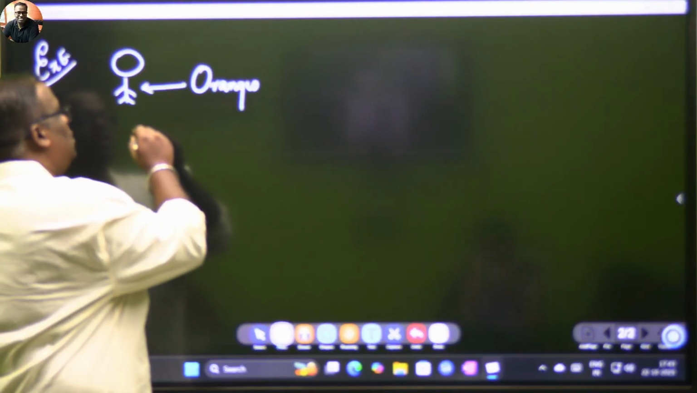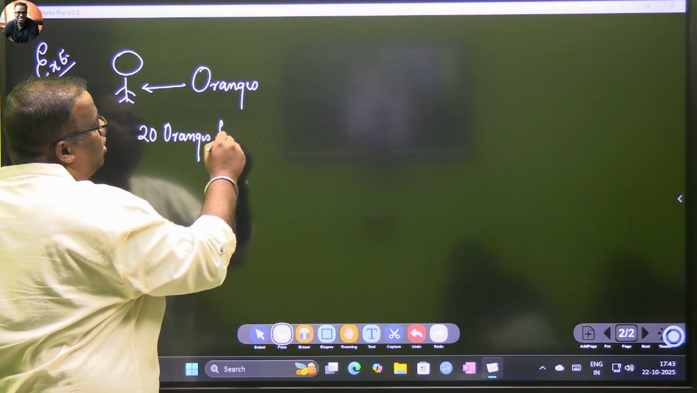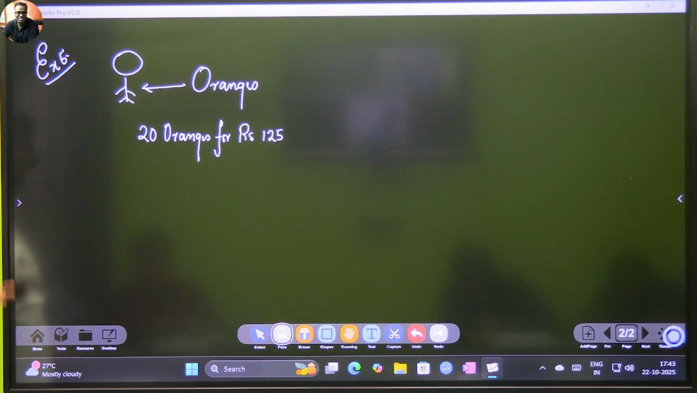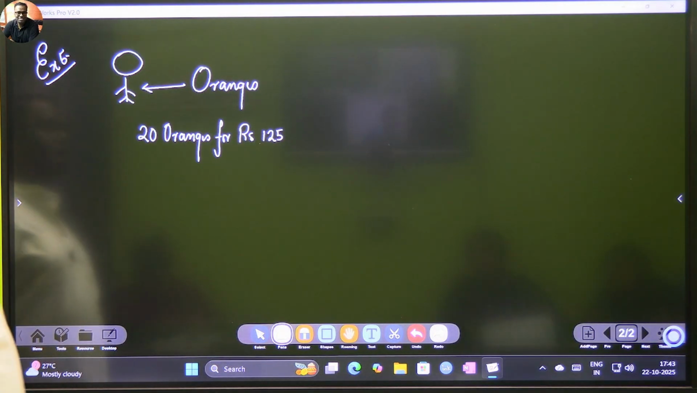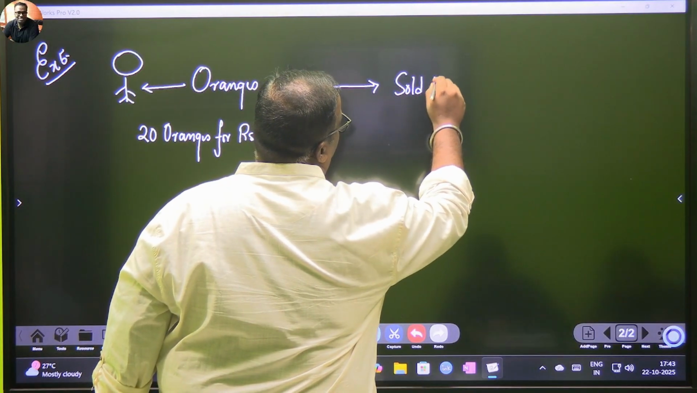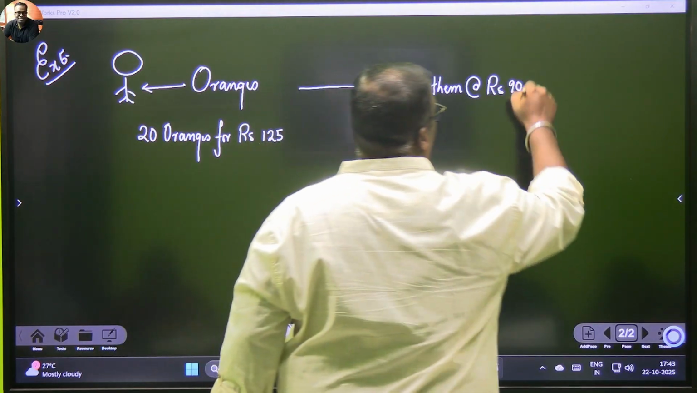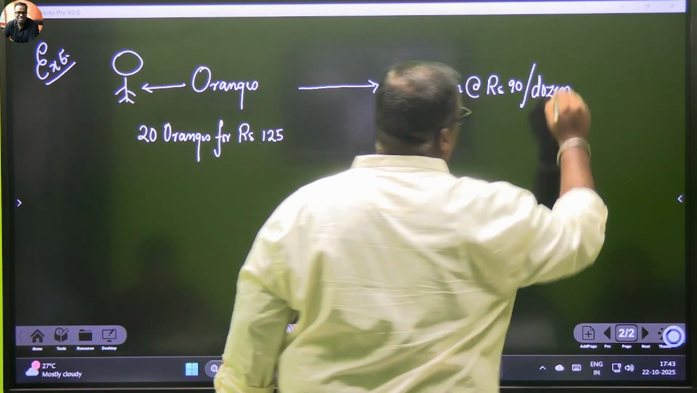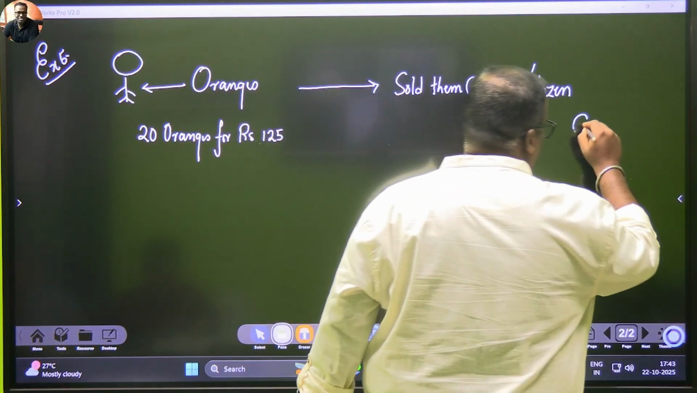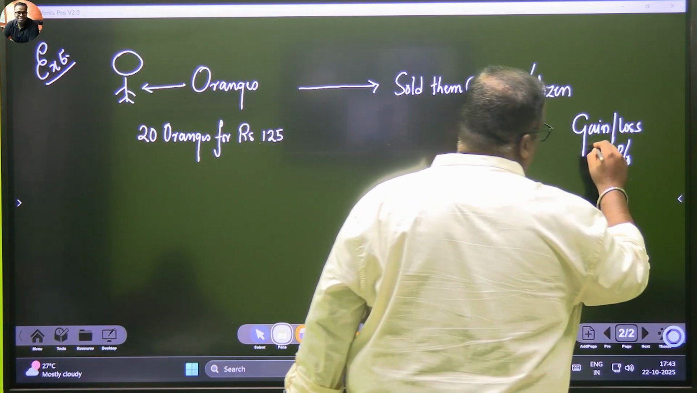He bought 20 oranges for rupees 125. They have not said it in terms of one orange. And then see, they'll try to confuse you. He sold them at rupees 90 per dozen. And we need to again find out, did he make a gain or did he make a loss? And whatever he made, please find the percentage of that.